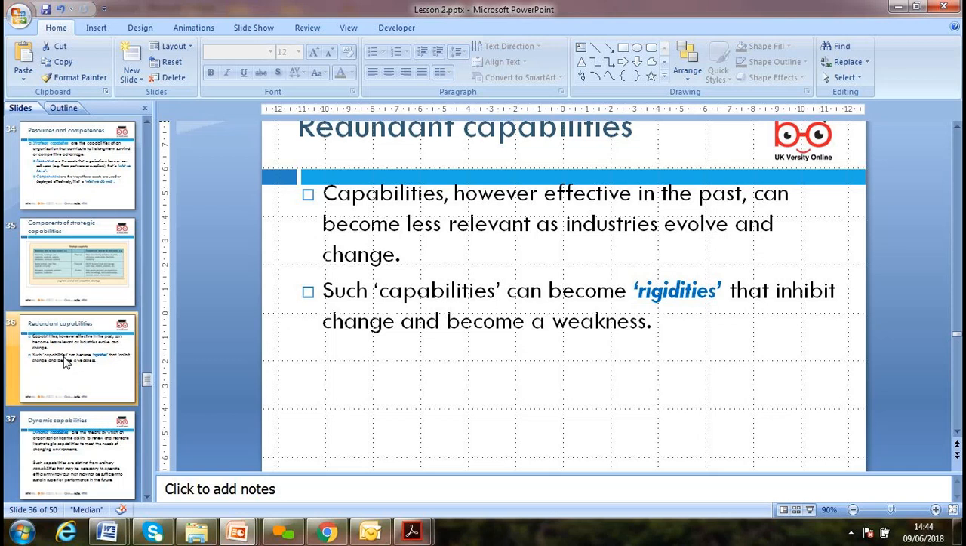A capability that was successful in the past, like Nokia's, does not mean that Nokia will be successful in the future. Such capability can become less relevant as the industry evolves and changes. It can become rigid, inhibit change and become a weakness. So we have to improve our capability, because the knowledge and ability we have will become outdated.